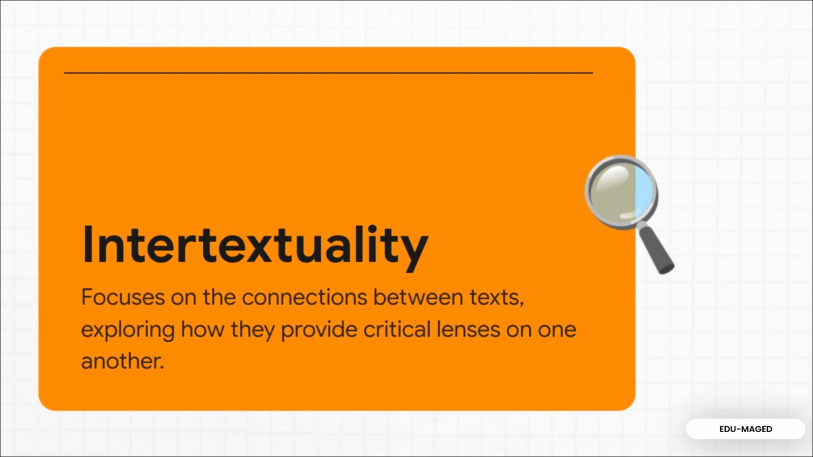And our third and final lens is intertextuality, connecting texts. This is where we get to see how all texts are basically in a giant conversation with each other. I mean, no text exists in a vacuum, right? They're always borrowing, responding to, or even arguing with other texts. This lens helps students see that huge, complex web of connections.